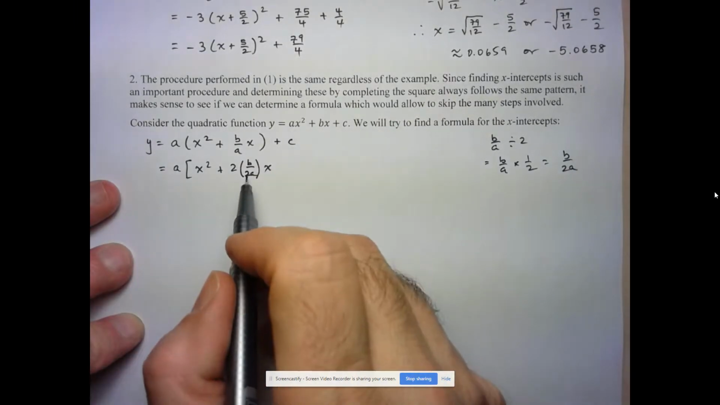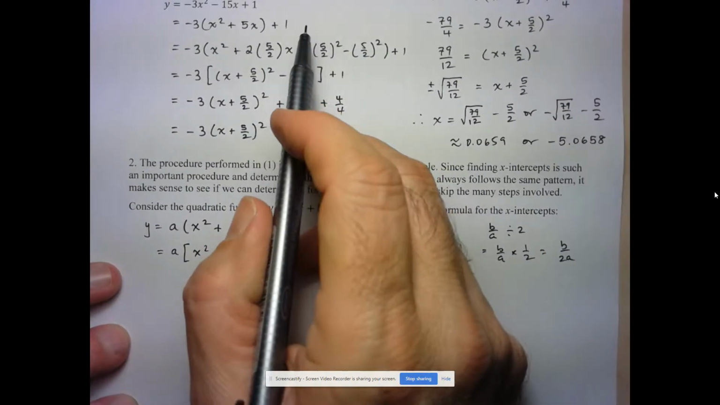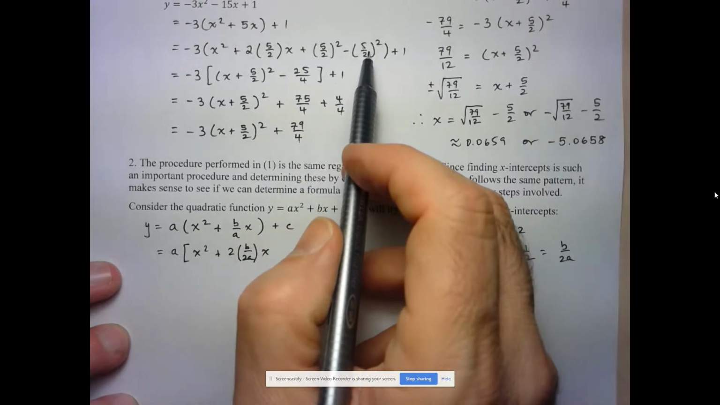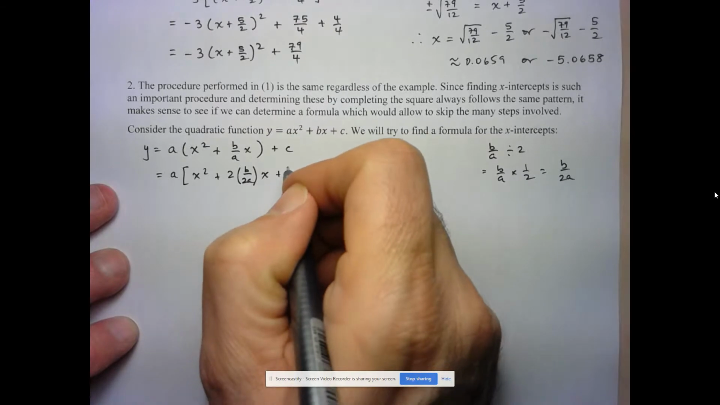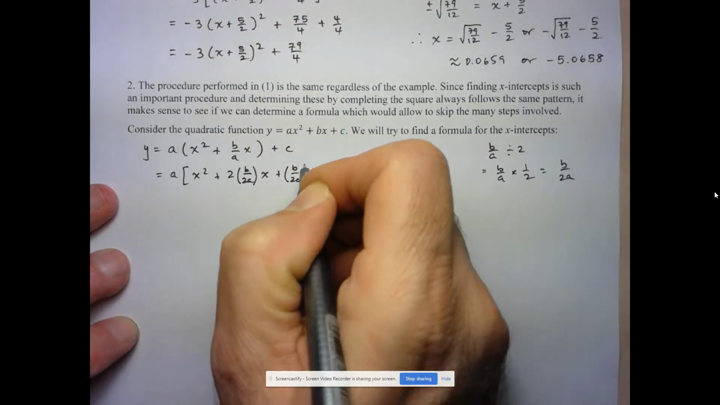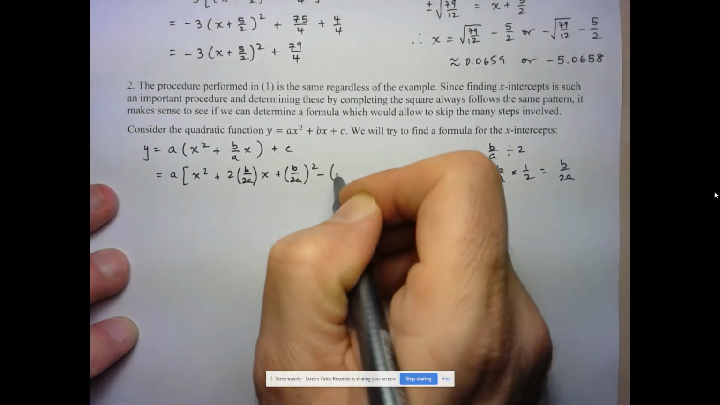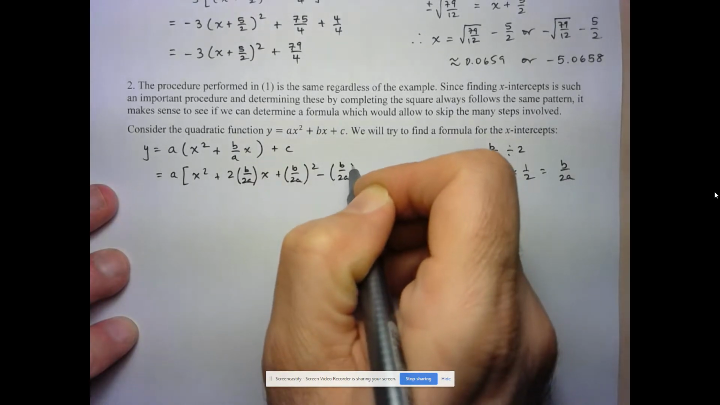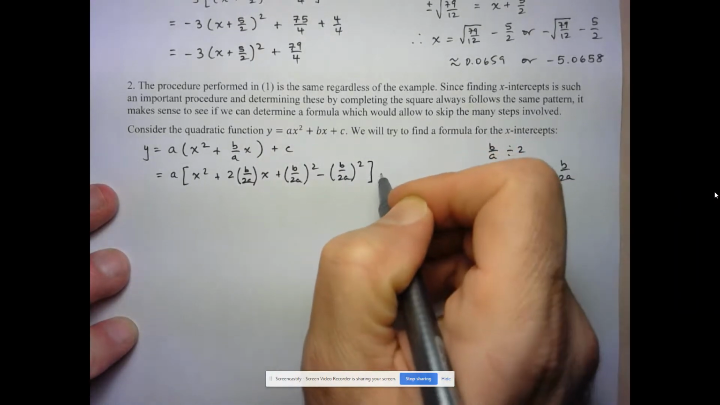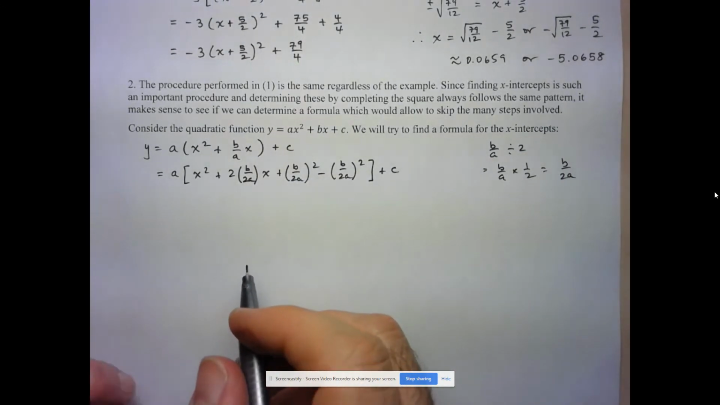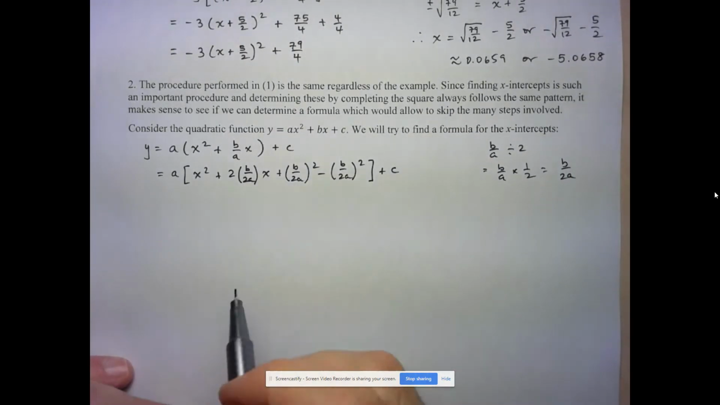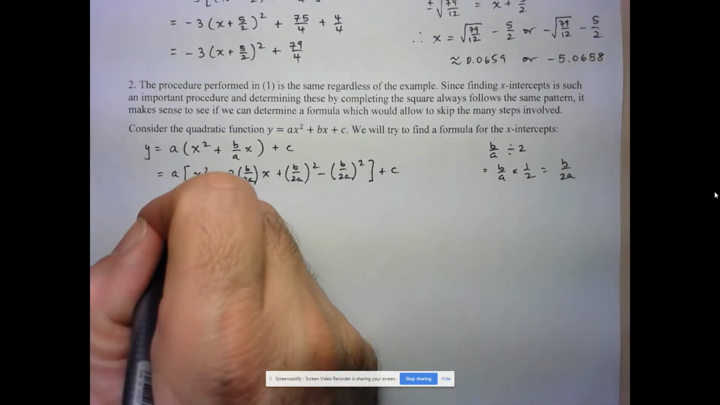Once I have that expression, I know the next step in completing the square is adding and subtracting the square of that expression. So I'm going to be adding here a (b over 2a) squared and subtracting a (b over 2a) squared. So I'm following just the exact same steps as I would have before, except with these numbers a, b, and c left as unknowns. Okay, so let's move on.